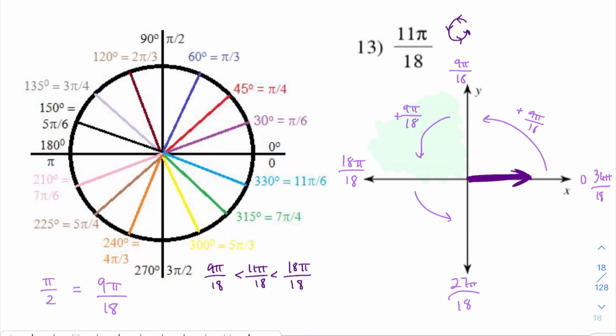9 pi over 18 is what we are closer to, right? And we can see that it's going to be broken down into about 9 pi over 18 pieces, so we will just put it just past, not too close, but just past the pi over 18.